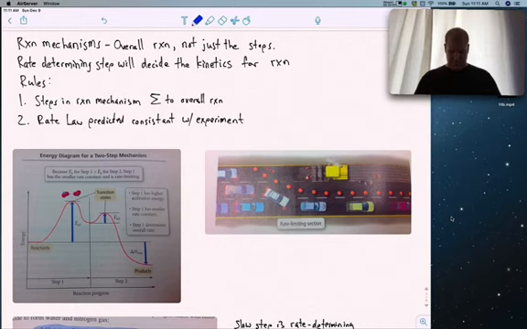Okay, so rate mechanism. So the overall reaction, not just a step. The rate determining step will assign the kinetics for the reaction, and the rules are the steps in the reaction mechanism must sum up to the overall reaction, and the rate law predicted must be consistent with experiment.